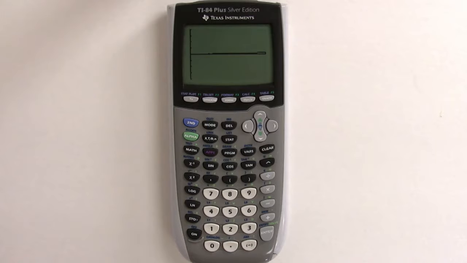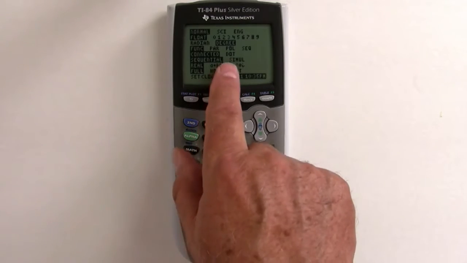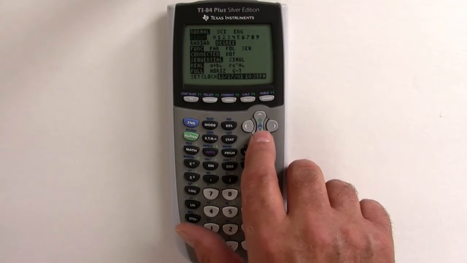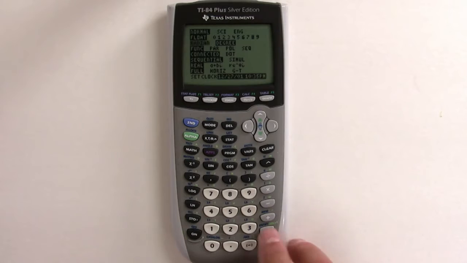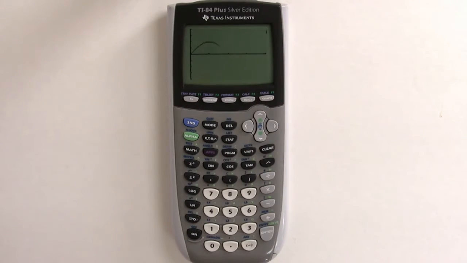Now see, we got a straight line. Now we've got to think, what did we do wrong? Because this can always happen. Well, I put in radians. Let's see what mode I'm in, because we learned about the mode. And there's my problem. The mode is in degrees. So when it doesn't come out the way you want, think, am I in the right mode? So we're going to change the mode. Now we're going to graph it again. And that's our nice little sine curve.